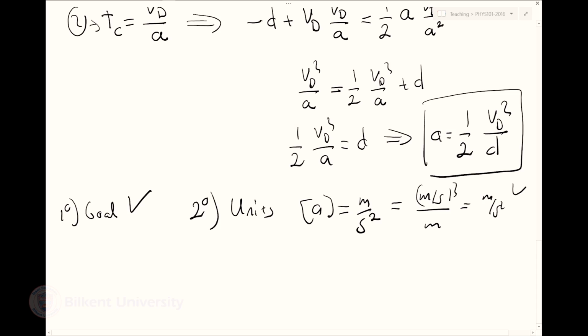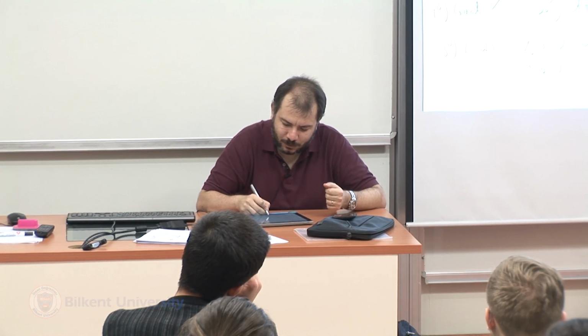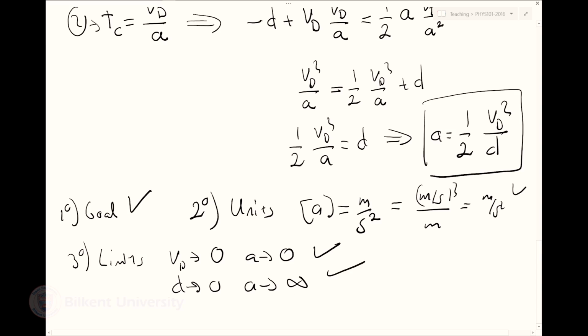Now, how about some limits? If the drunk driver was not moving at all, what would be the critical acceleration? 0. It will never reach me, right? A goes to 0. That makes sense. And how about the scaling with D? How does it change with D? If the drunk driver is closer to me, I must accelerate faster and faster, right? So as D goes to 0, A goes to infinity, we seem to have all the behavior found correctly.